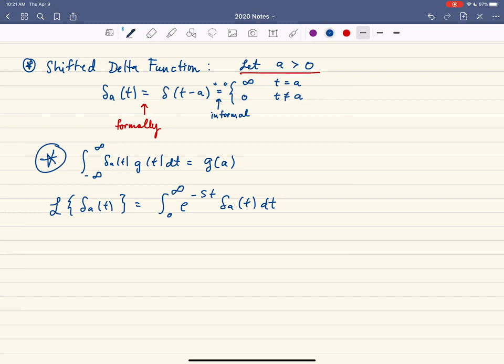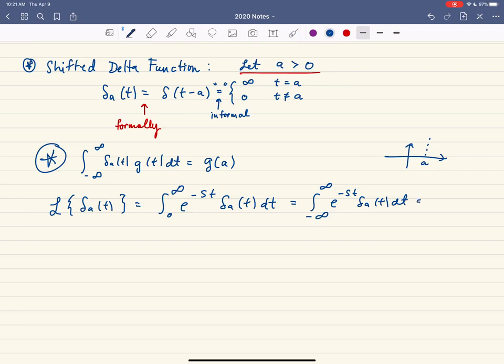Now, if we integrate from 0 to infinity e to the negative st delta sub a of t, and if a is positive, for the reasons that we just said, this is actually the same as, you don't really need to write this out, the integral from negative infinity to infinity e to the negative st delta sub a of t dt. And the reason is that if a is positive, then the integral from negative infinity to 0 is going to be 0. So you get to add that part for free if you want.